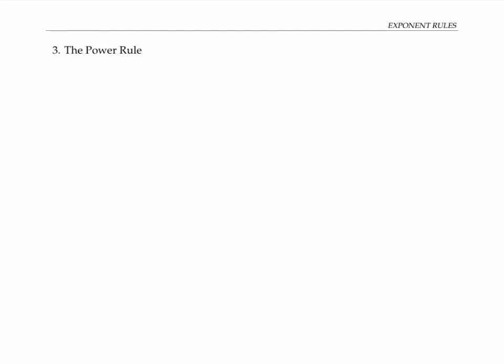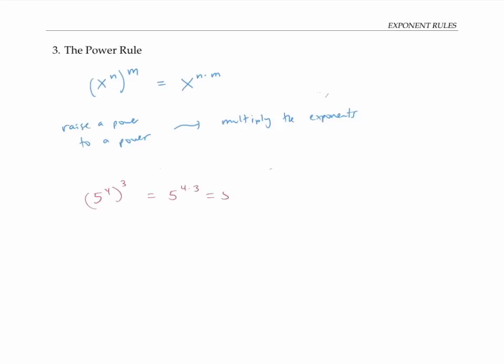The power rule tells us if I have x to the n power raised to the m power, that's the same thing as x to the n times m power. In other words, when I raise a power to a power, I get to multiply the exponents. For example, 5 to the fourth cubed is equal to 5 to the 4 times 3, or 5 to the 12th.